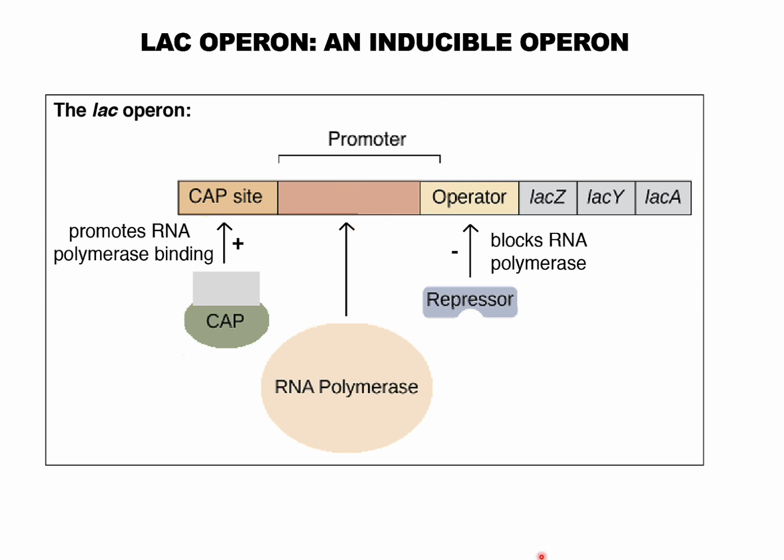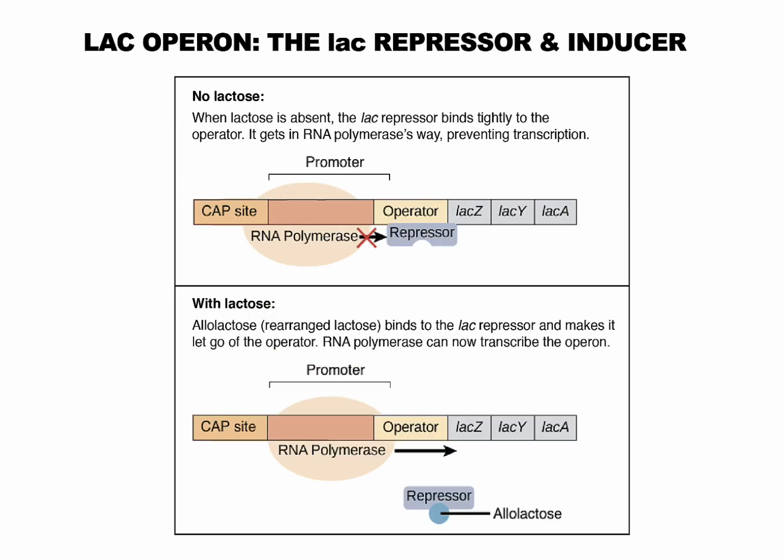Let's take a closer look at the lac repressor and CAP and their roles in regulation of the lac operon. The lac repressor is a protein synthesized by a gene, LAC-I, constitutively. The lac repressor represses transcription of the lac operon. It does this by binding to the operator, which partially overlaps with the promoter. When bound, the lac repressor gets in RNA polymerase's way and keeps it from transcribing the operon.